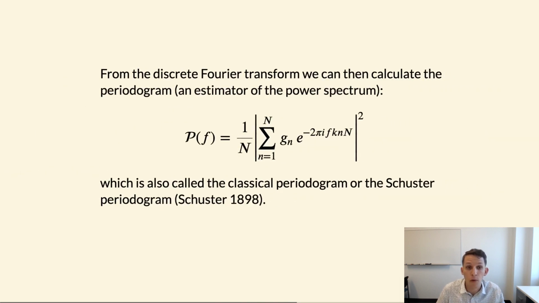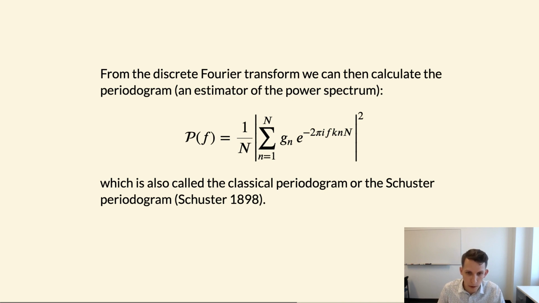Now, from the discrete Fourier transform, we can calculate the periodogram, which is an estimator of the power spectrum. So everything we'll be working with today is an estimator of the power spectrum. It's not the power spectrum itself, but it's a measurement of what we expect the power spectrum to be given the data at hand.